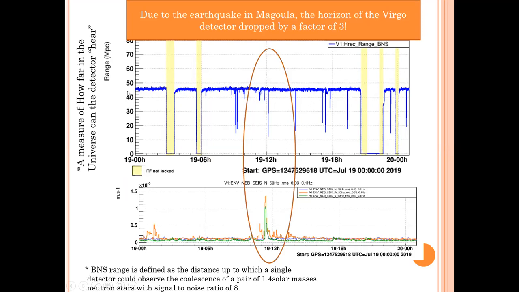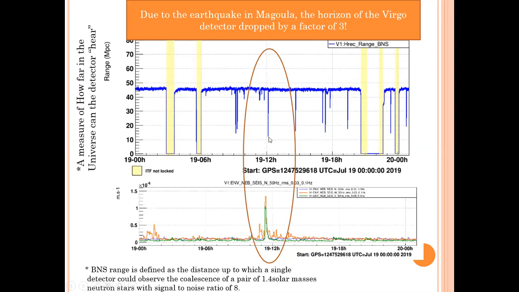Okay, and so this is the range in the universe, over time. Also, you need to know that we are in the center of a sphere, which means that we can hear from all around us for 4 pi steradians. This means that we have a big horizon, therefore we can measure many sources, and this is why we observe many gravitational waves. Now here you see the effect of an earthquake on the range, on our horizon, let's say.